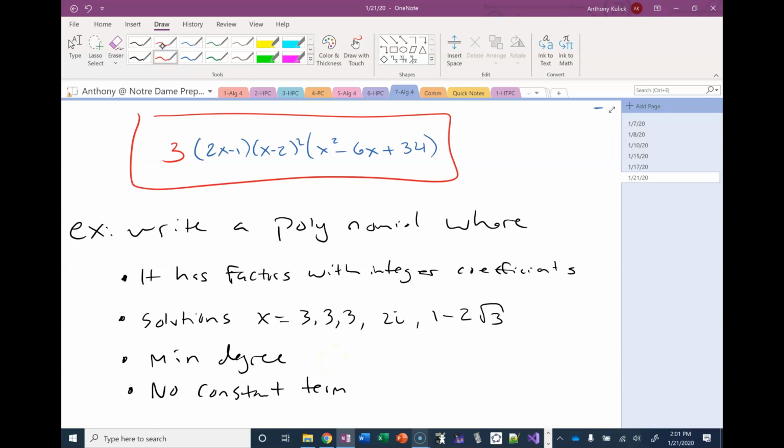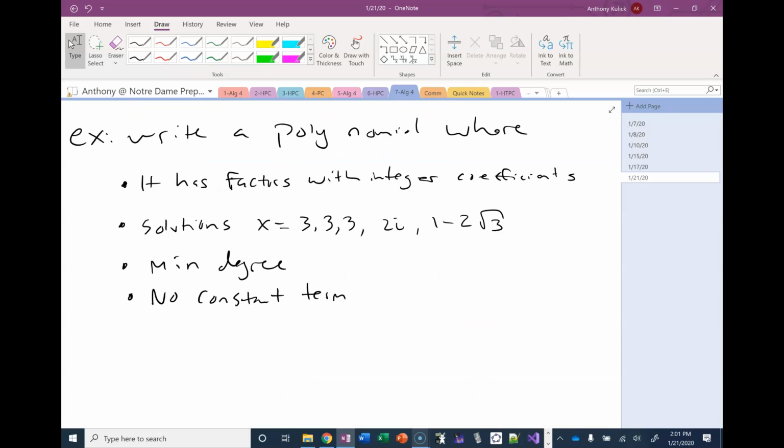So the polynomial we want to write has factors with integer coefficients, solutions of 3, 3, 3, 2i, and 1 minus 2 root 3. It has minimum degree, and no constant term. So again, we'll start here and apply the irrational conjugates and complex conjugates theorem.